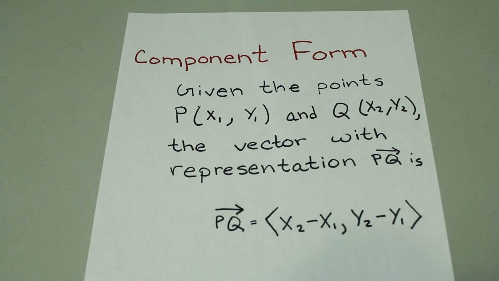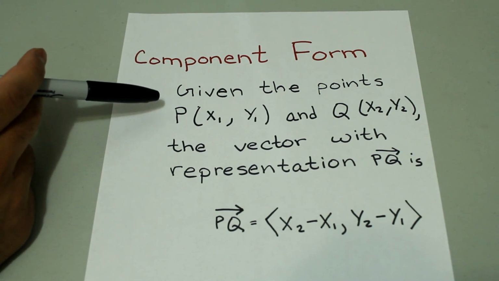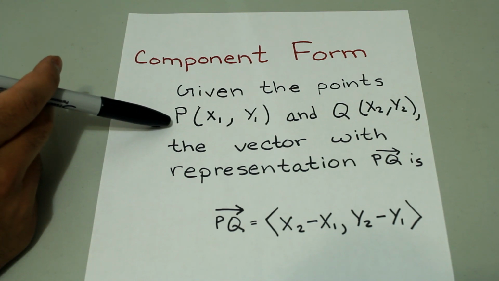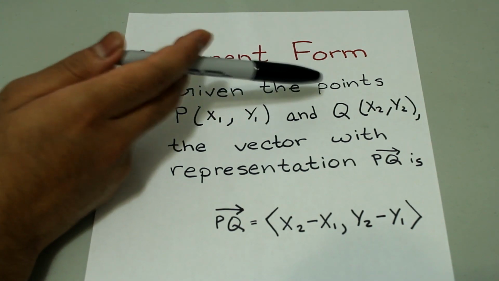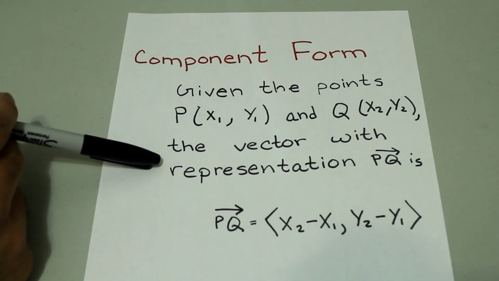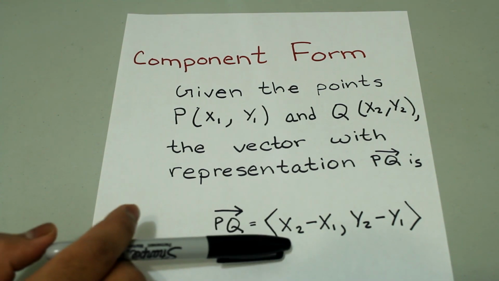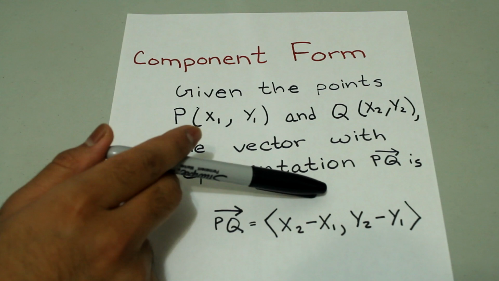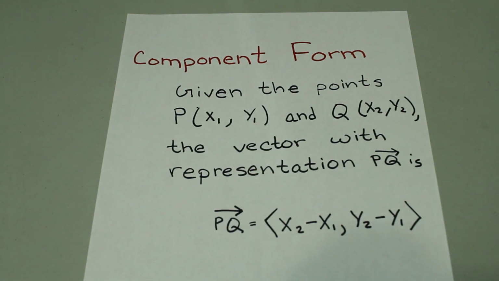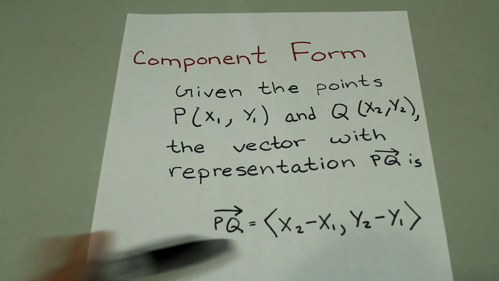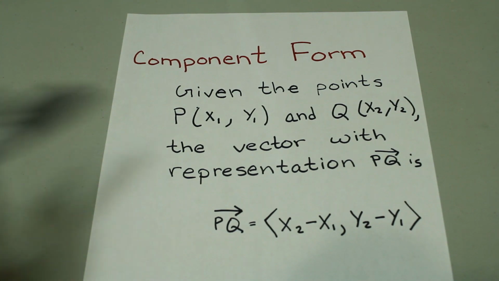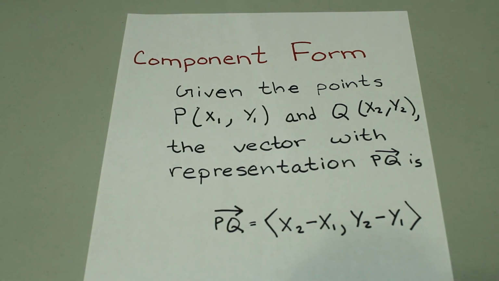So when trying to write a vector in component form, consider this. Given the points P at the coordinate x1, y1 and Q at the point x2, y2, the vector with representation PQ is, in component form, angle bracket x2 minus x1, y2 minus y1. And once again, the angle brackets signify that we are dealing with vectors and not coordinates. From this we can tell that point P is the initial point and point Q is the terminal point.